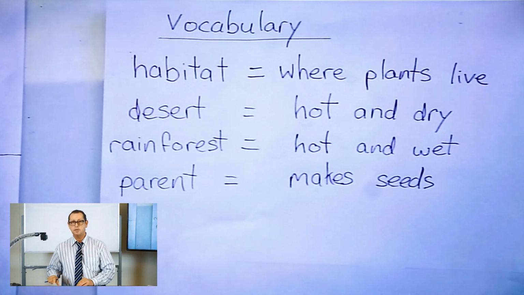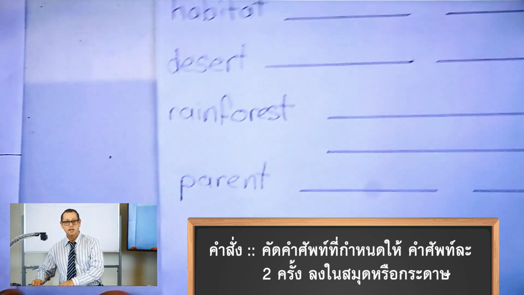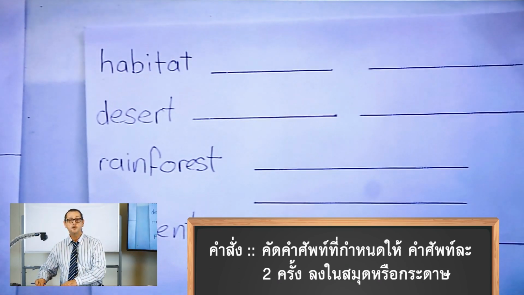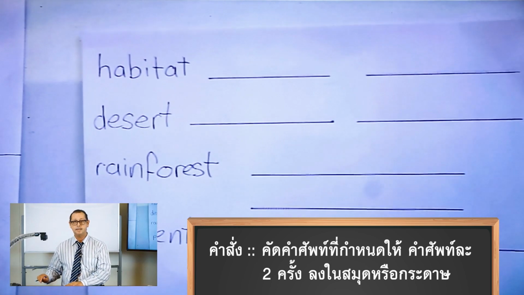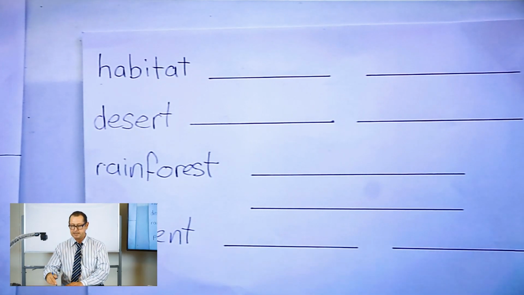Okay, so what I would like you to do in your notebook is write the words 2 times, okay? And when you write it, spell the words by saying the letters. Habitat.